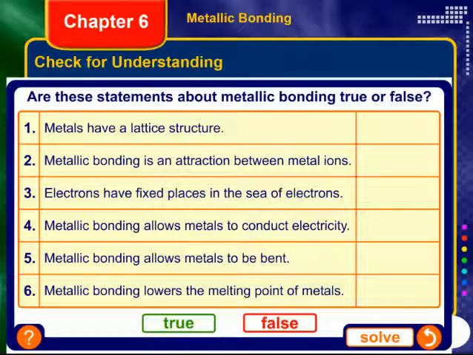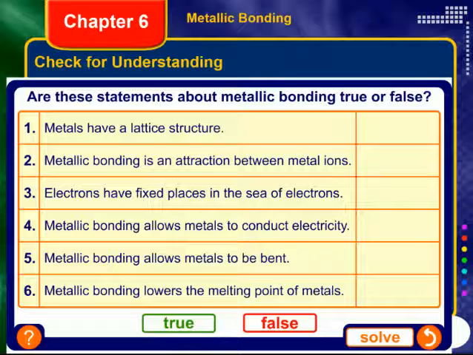All right, let's go for some checks for understanding here. These are true or false. Number 1, metals have a lattice structure. This is true. Number 2, metallic bonding is an attraction between metal ions. False. If it was only metal ions, you'd have electrostatic repulsion. Metallic bonding is an attraction between metal cations and delocalized electrons.